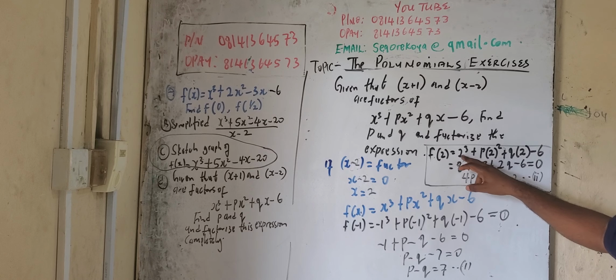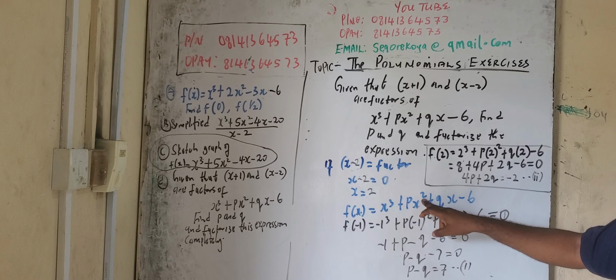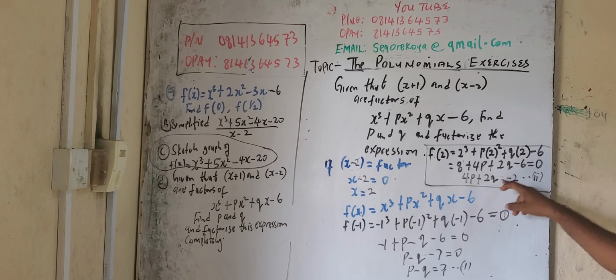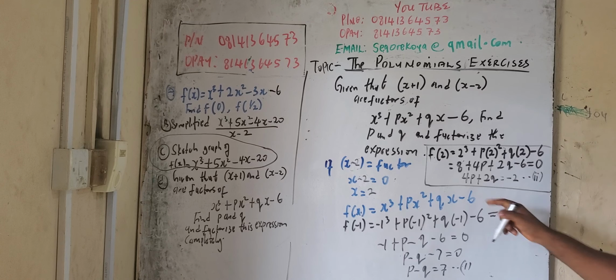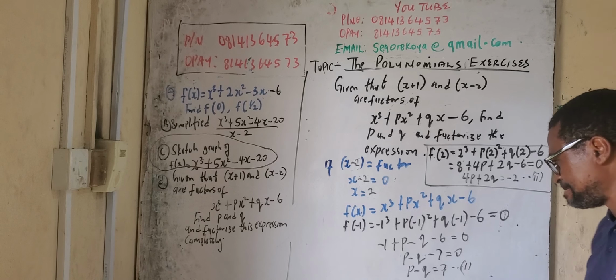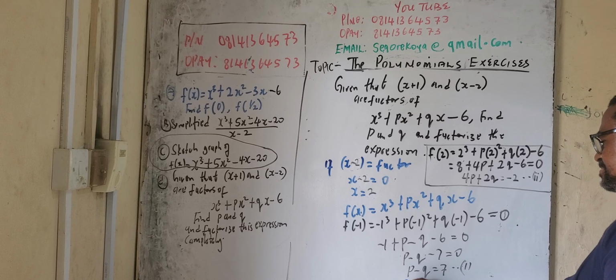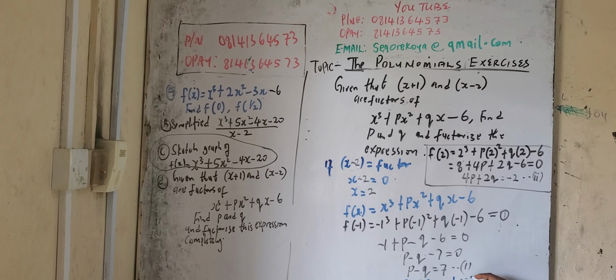Let's look at it again. When x is 2, you put 2 anywhere you see x here. 2 raised to power 3 is 8. 2 squared is 4, so 4p. Then 2q minus 6. 8 minus 6 gives me 2. Now if you can see, I can divide this equation through by 2 to make it simpler. If I divide this equation through by 2, this will give me 2p plus q is equal to, divided by 2, minus 1. Let's call this one equation 2.